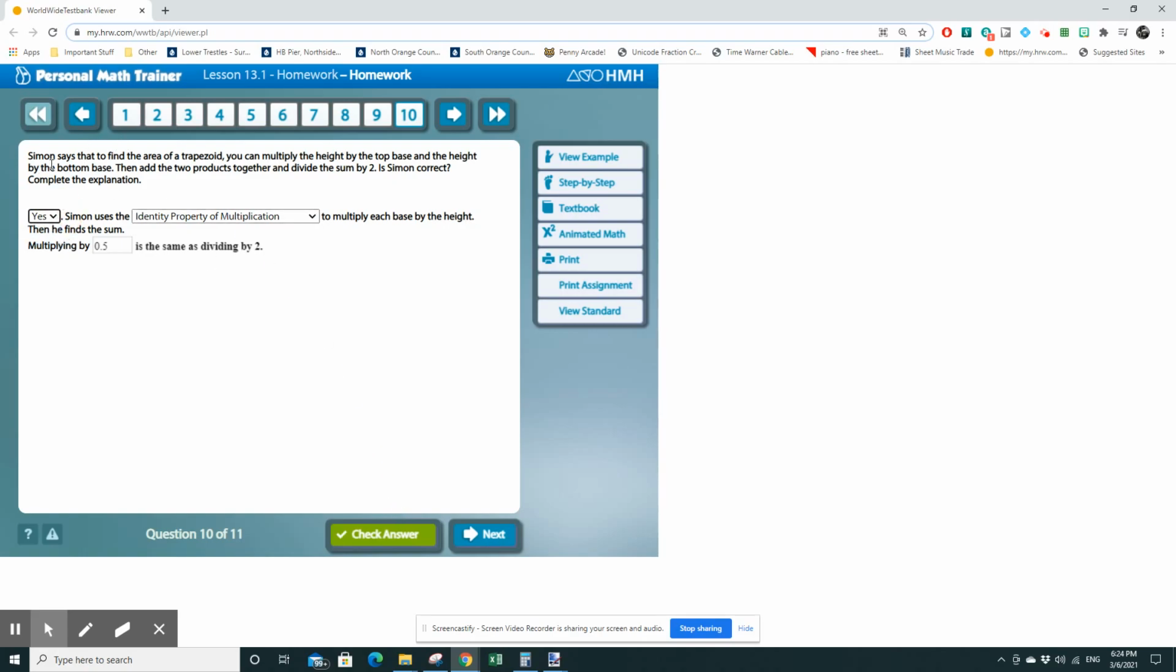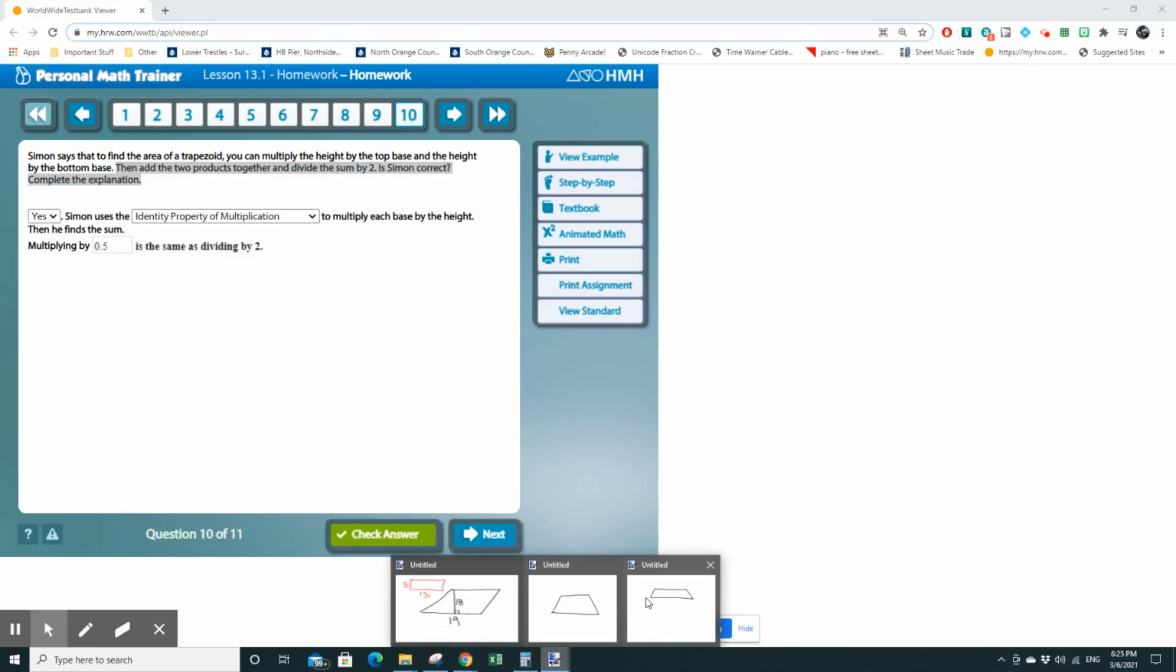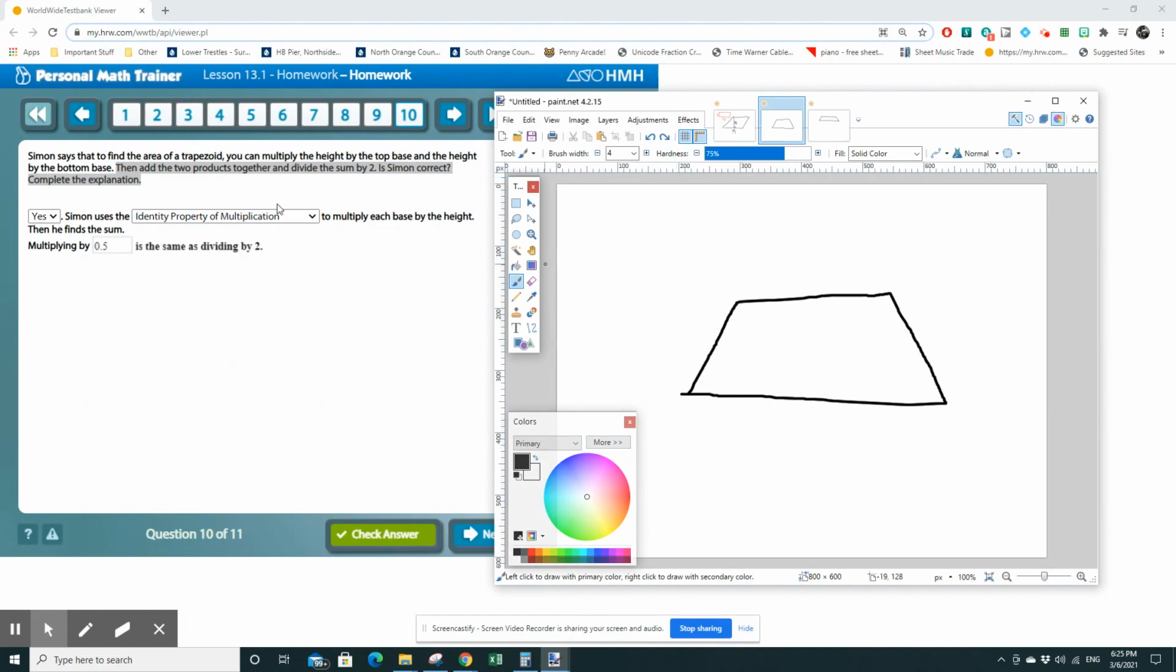So it says, Simon says that to find the area of a trapezoid, you can multiply the height of the top of the base and the height of the bottom of the base, then add the two products together and divide by the sum, or divide the sum by 2. Is Simon correct? I've got to think through this. All right. So he says to find the area of a trapezoid. So I drew a trapezoid already. You can multiply the height of the top of the base.